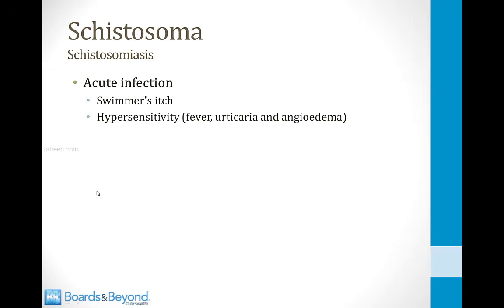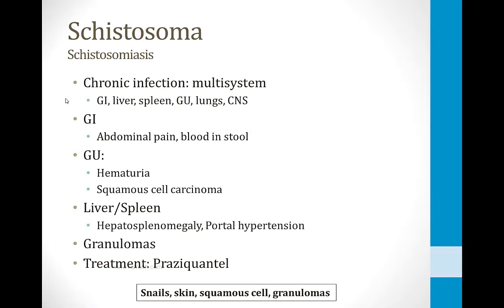There is sometimes an acute reaction to the cercaria getting into the skin. It's called a swimmer's itch. Sometimes people get a hypersensitivity reaction with fever and urticaria or angioedema. This is uncommon. Mostly the acute infection goes unnoticed, and it's the chronic infection and the reaction to the eggs later that causes the problem. Chronic schistosomiasis can affect almost any organ. It's a multi-system disease, but some key ones to know about are the GI tract. So people with schistosomiasis get abdominal pain and blood in the stool.